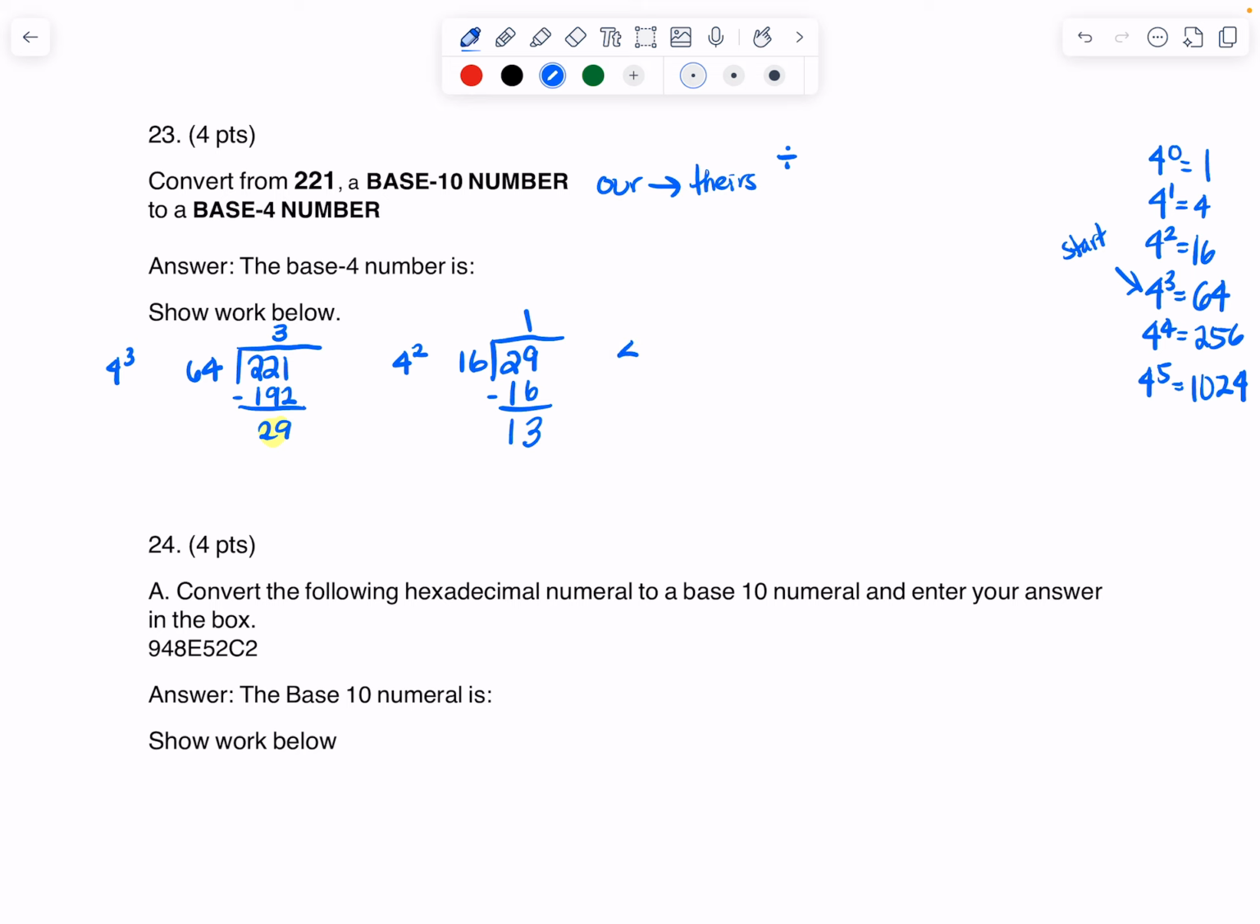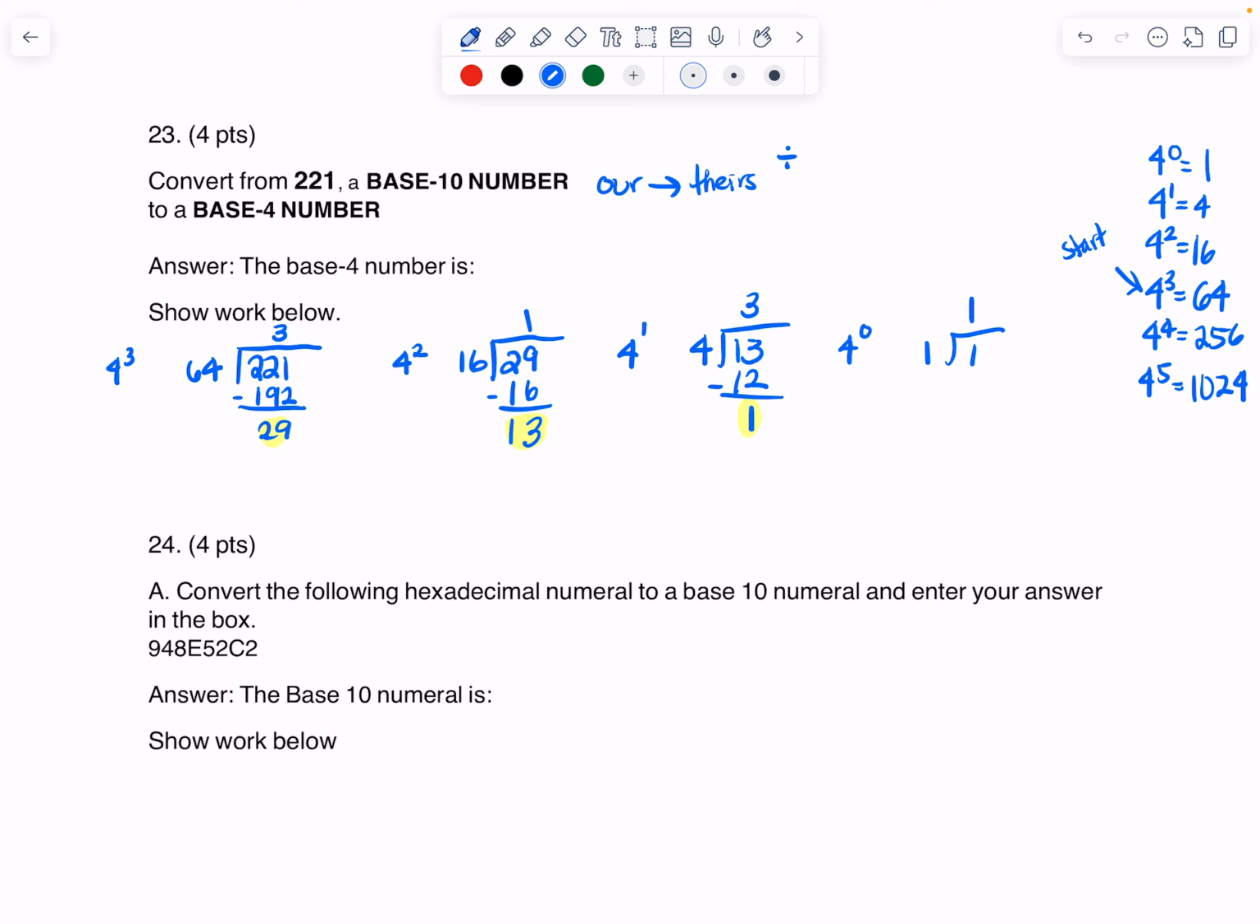I'm going to go down to the next base system down, which is 4 to the first. So I'm going to take my remainder, 13, and divide it by 4 to the first, which is 4. So 4 times 3 is 12. 13 minus 12 is 1. Again, I'm going to take that remainder and divide it by the next power down, which is 4 to the 0. So 4 to the 0 is 1. 1 divided by 1 is 1, and I'm done. So once you get to the 0 power, you're finished.